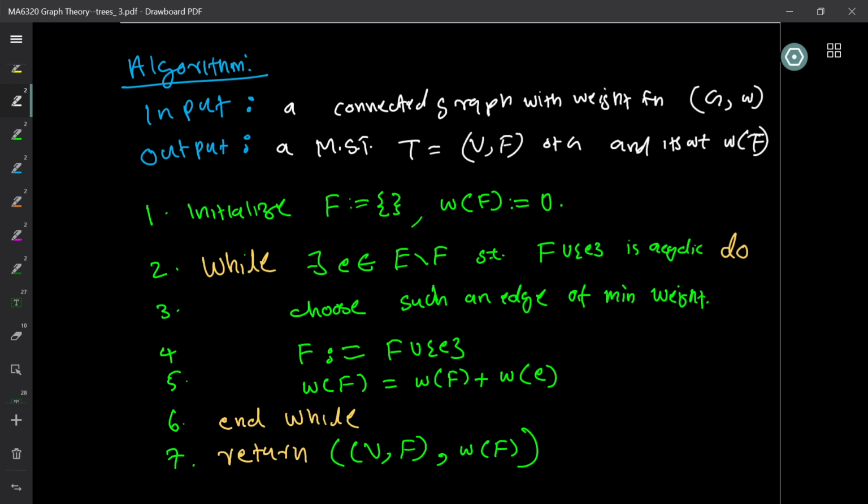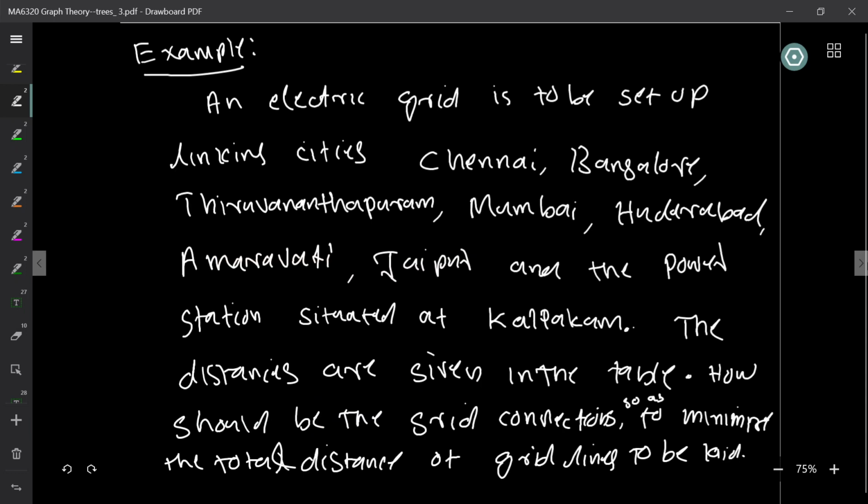I do this and then I get a tree, and first of all you have to show that what you get is a tree, right? Then you have to show that what you get is a minimum weight tree and all these things. So these things have to be proved. So we will try to prove that also. Before that, we will look at this example.